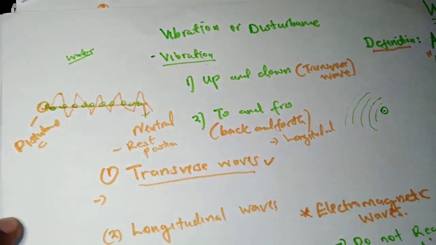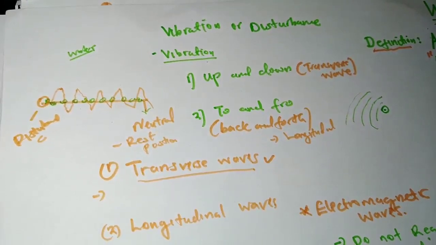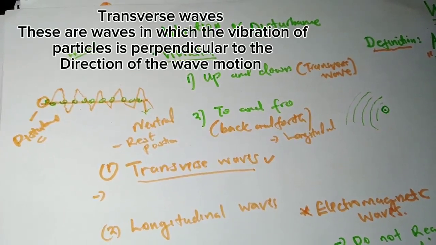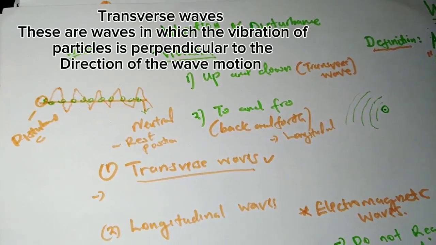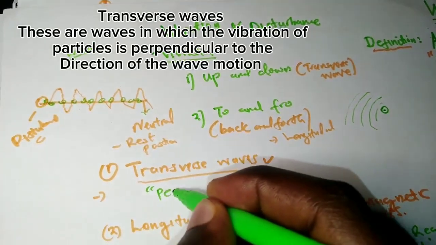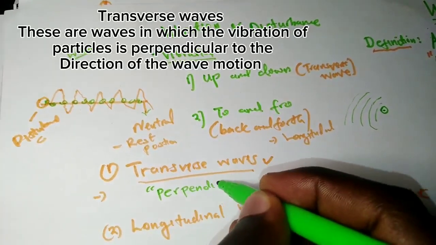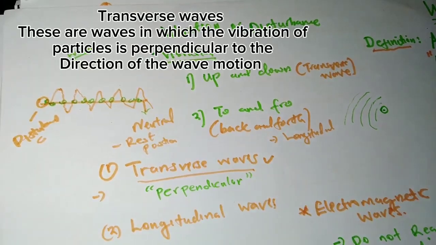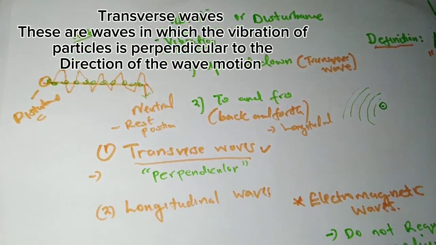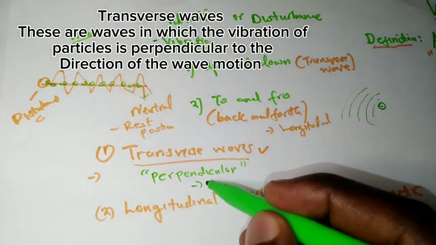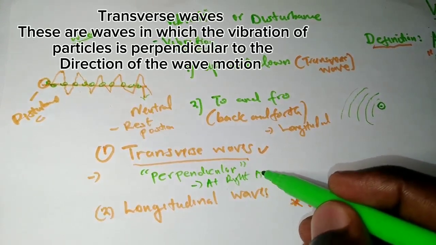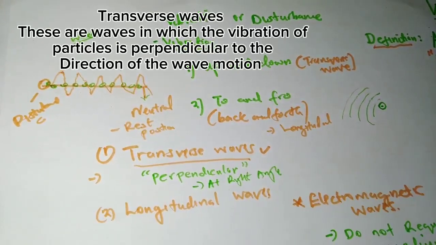So how do we define a transverse wave? The key word here, transverse waves. These are a type of waves where the vibration of particles is perpendicular to the direction of the wave motion. So the key word here is simply perpendicular. The particles vibrate perpendicular to the direction of the wave motion, or you can say they vibrate at right angles. Same thing.